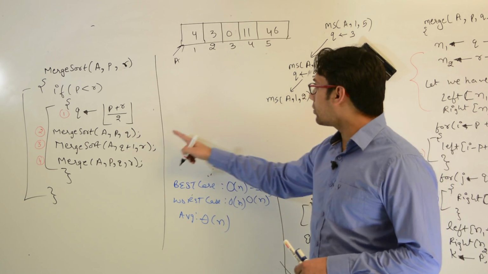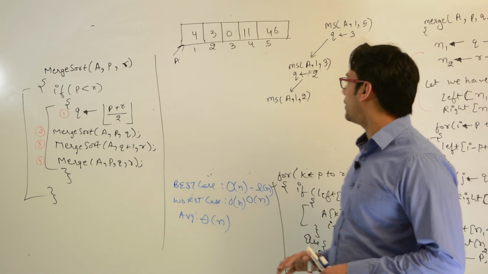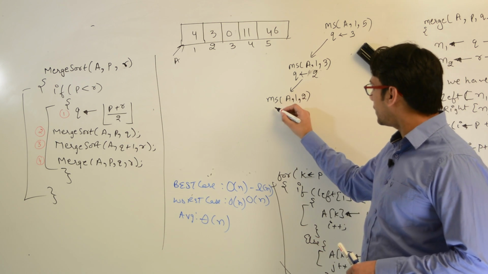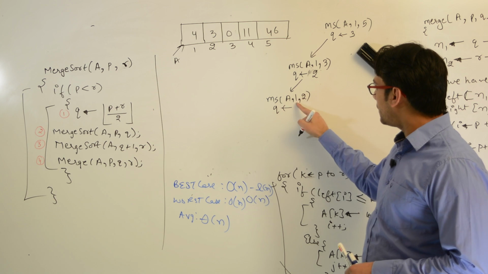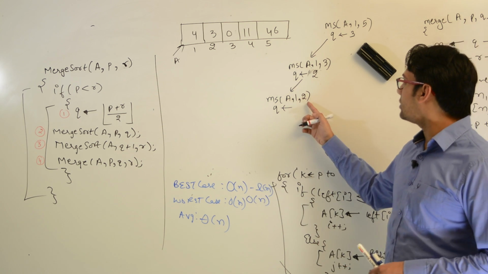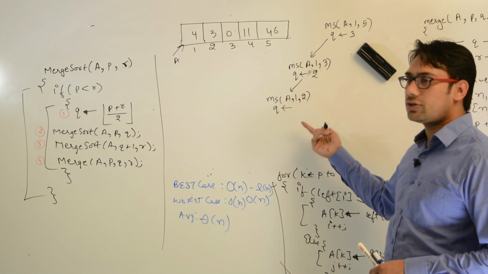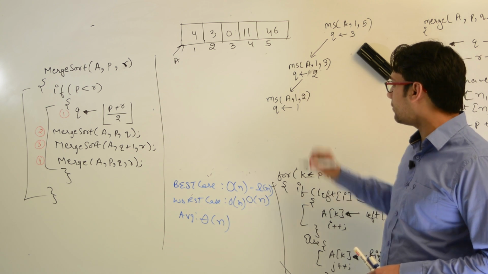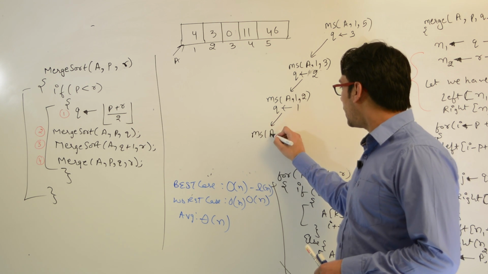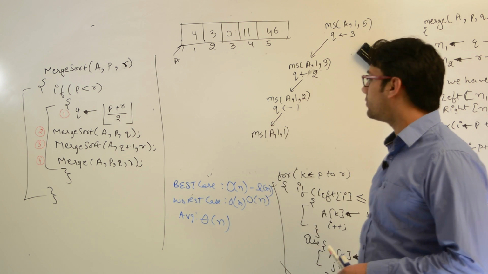That means we are going to sort the data from 1 to 2. Okay. So here again, is P less than R? Yes, P is less than R. So we are going to make Q equal to floor of (P plus R) by 2. Right. So it is going to make (1 plus 2) by 2, floor value will be 1. So we are going to call merge sort A, 1 comma 1.